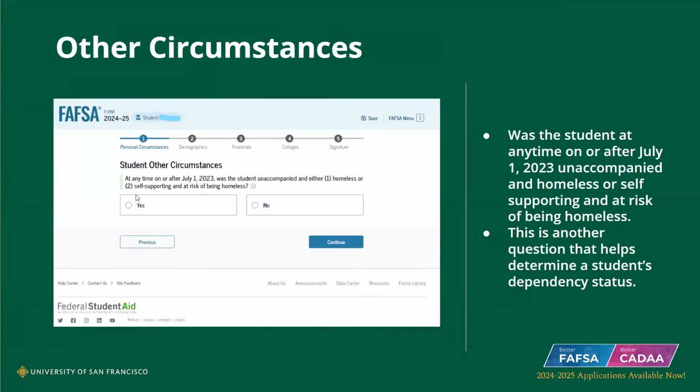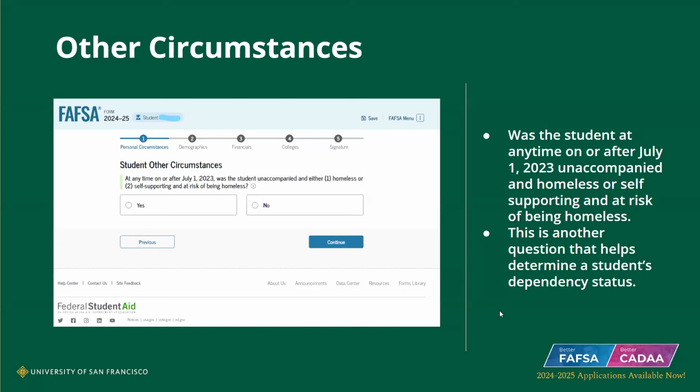Other circumstances. Was the student unaccompanied? And I want to make sure we understand that unaccompanied means without their parent. So we've had some instances, unfortunately, where the entire family was at risk of homelessness or homelessness. The answer to this question wants you to tell us if the student doesn't have a parent or have access to a parent anymore, and they are at risk of being homeless and self-supporting.